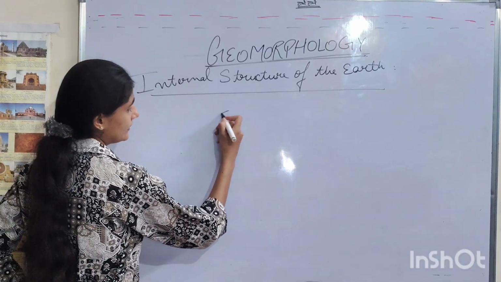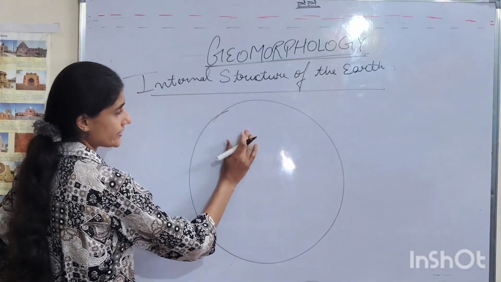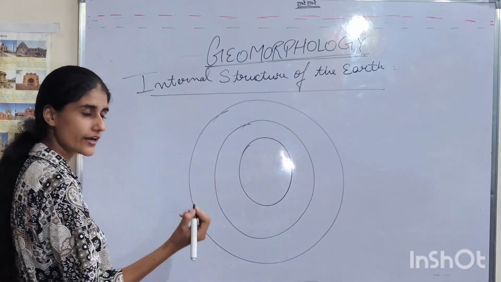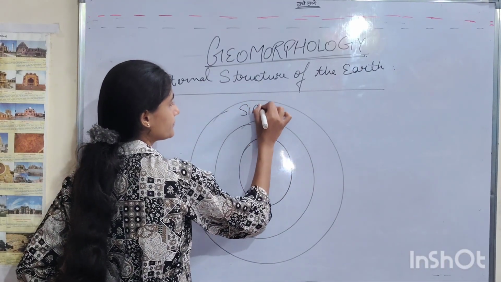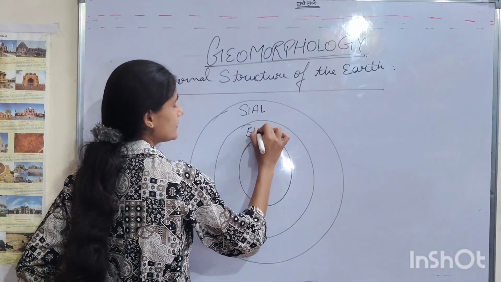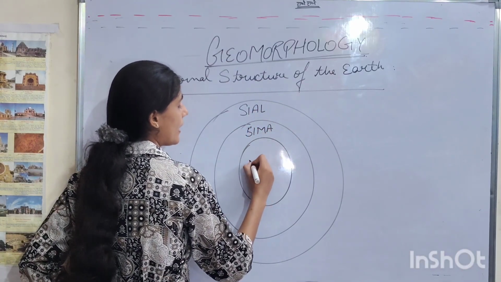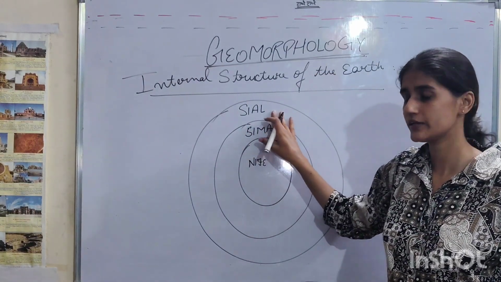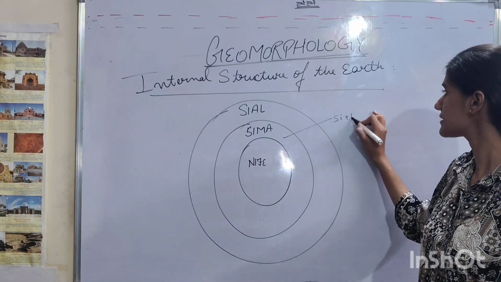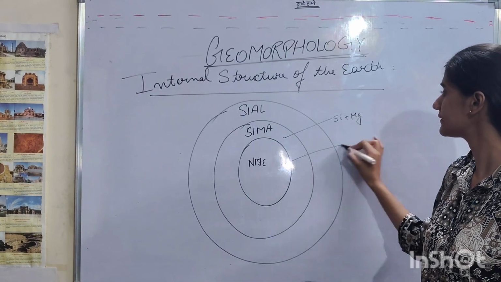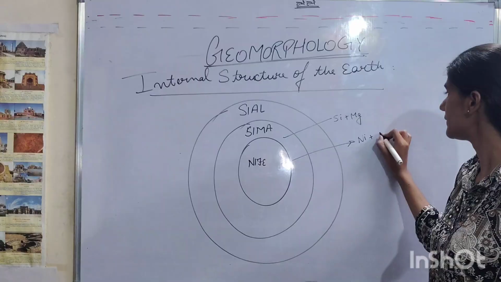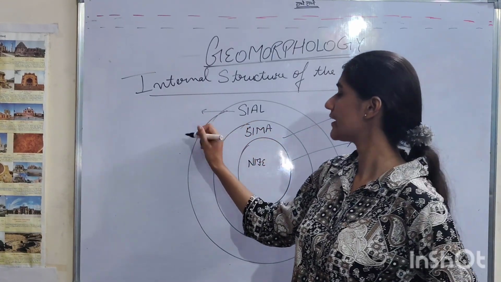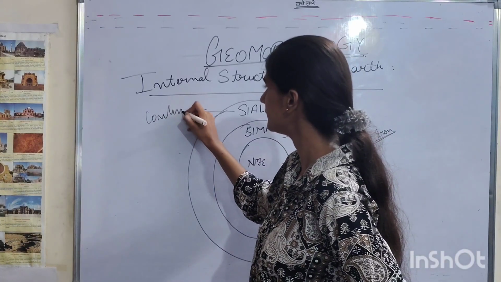Now let's see. This is Sial, this is Sima, and this is Nifi or Nife. Sial, Sima, and Nife or Nifi. This is made up of silicon and aluminium. This is silicon plus magnesium. This is nickel plus iron. This is said to be the continent.